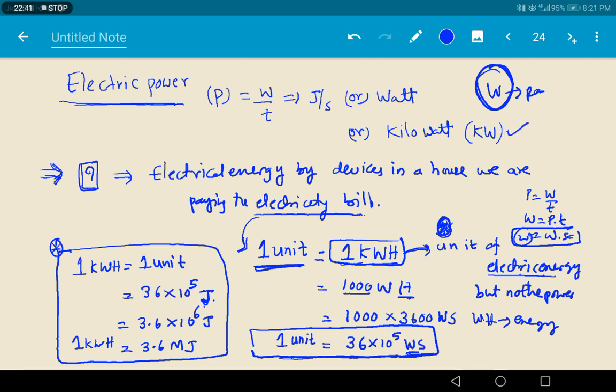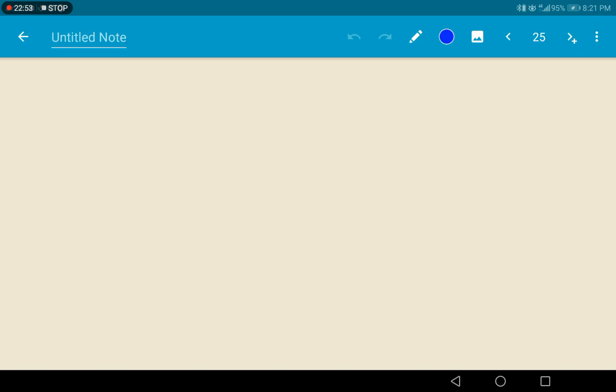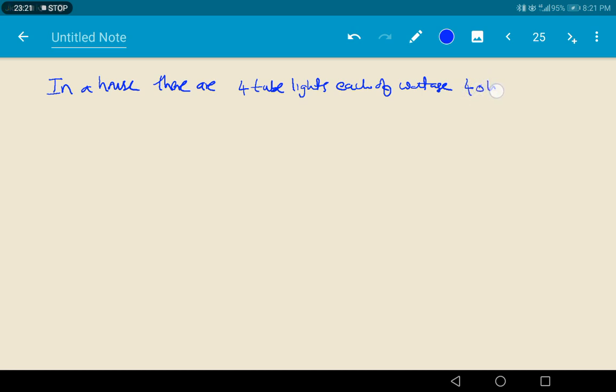Okay? So now let us take one example, how to calculate the electric bill in a house. So we will discuss how to calculate the electric bill in a house. In a house they will give the data like this. In a house there are 4 tube lights, each of wattage, wattage means its power, so each of wattage 40 watts.